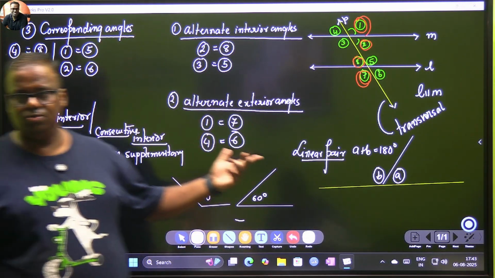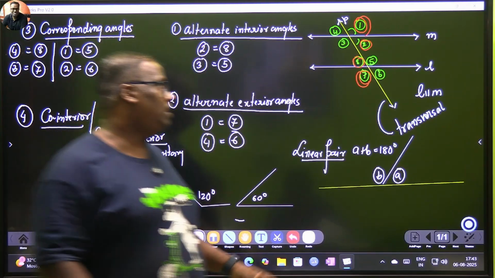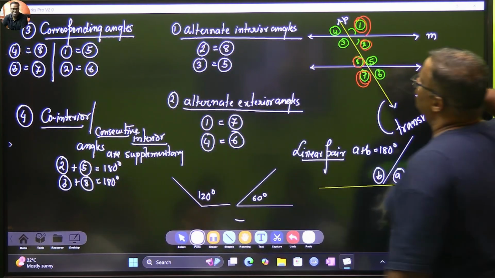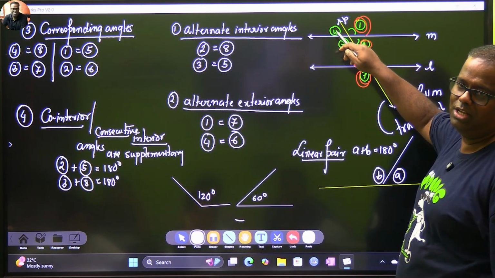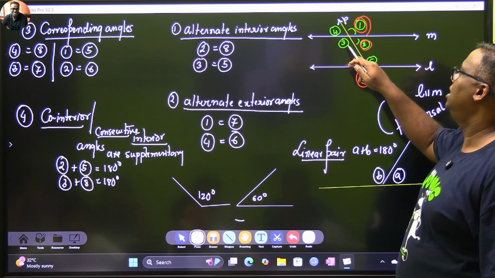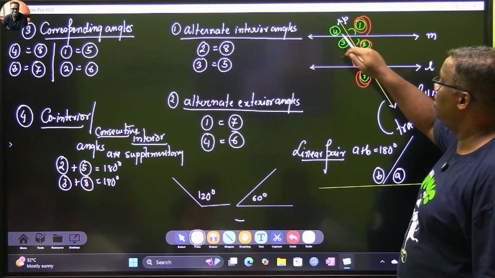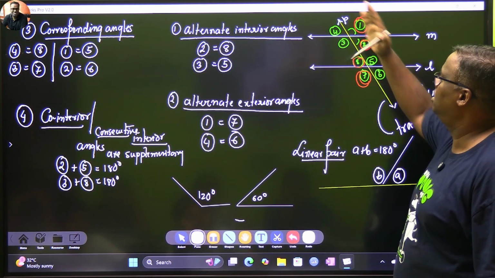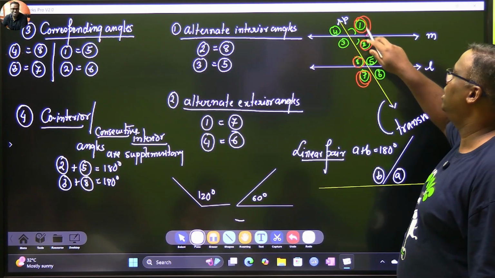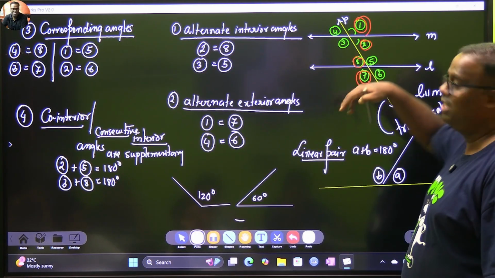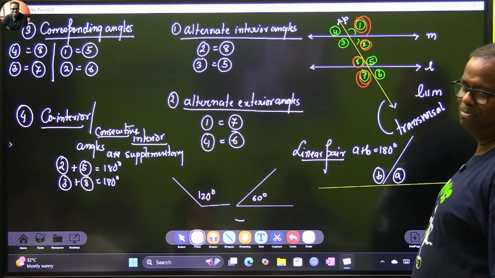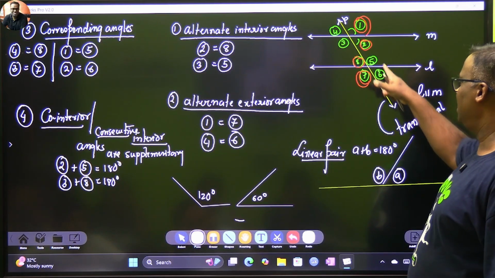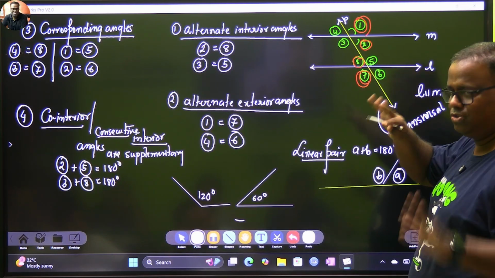Any straight line is 180 always. So here if you see, a lot of linear pair formations are also there. 1 and 4 is a linear pair. 3 and 2 is a linear pair. Again 4 and 3 is also a linear pair. This is a straight line. Then 1 and 2 is also a linear pair. Then 8 and 5, 5 and 6, 6 and 7, 7 and 8. So you have understood this.